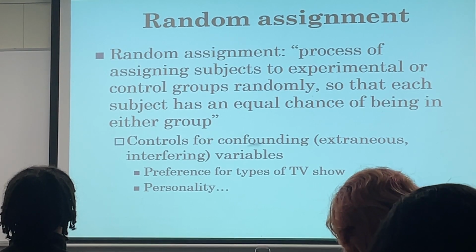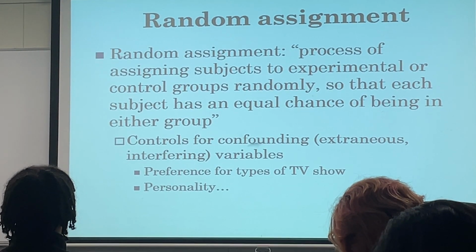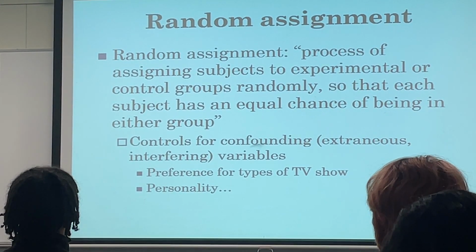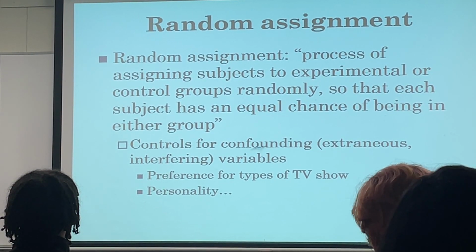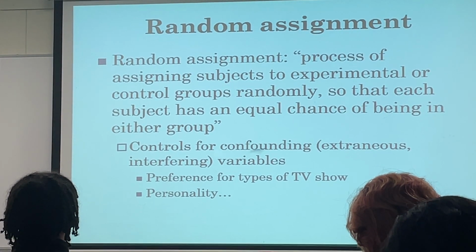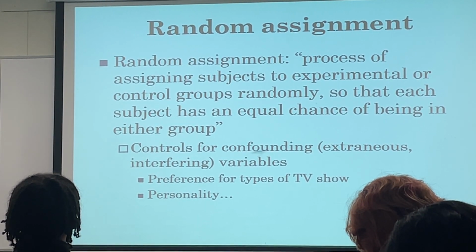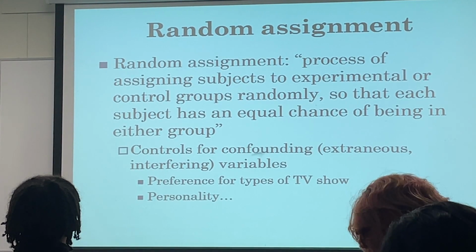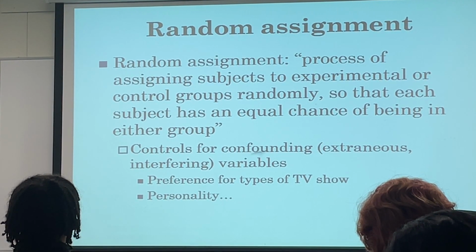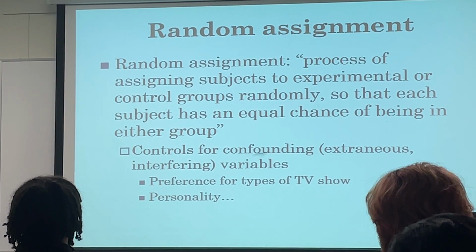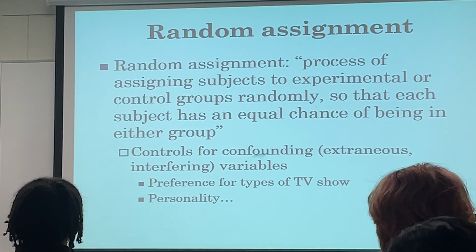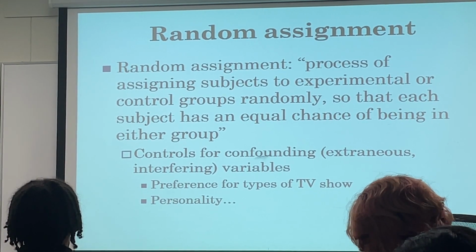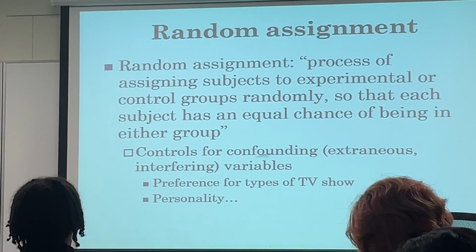It controls for confounding variables, such as preference for types of TV show, personality, pre-existing ability at social cognition, because some people are just better at reading people than other people are. So the idea of random assignment is everyone has an equal chance of either seeing drama, documentary, or nothing. That's supposed to get rid of the confounds, okay? Now, it doesn't always work perfectly.